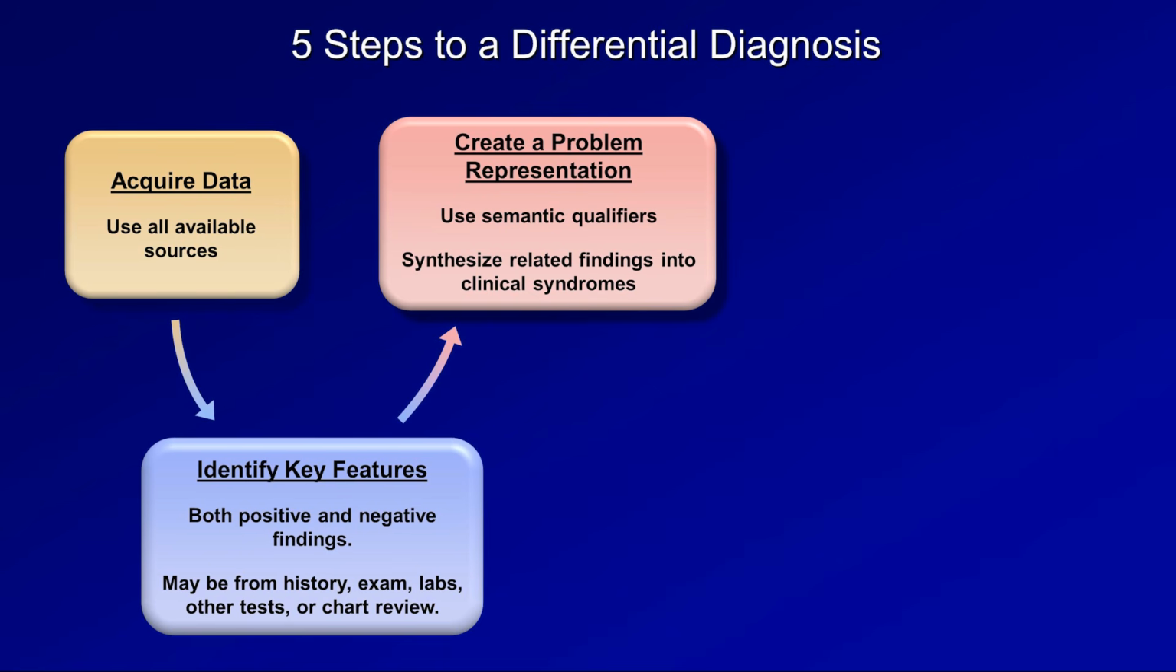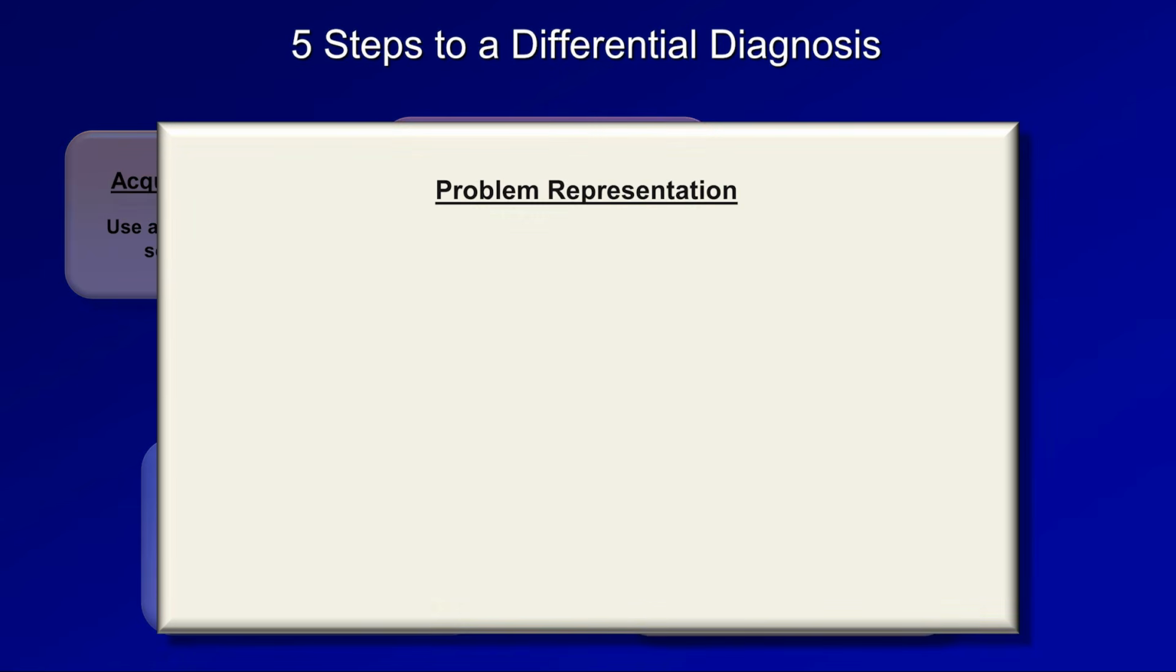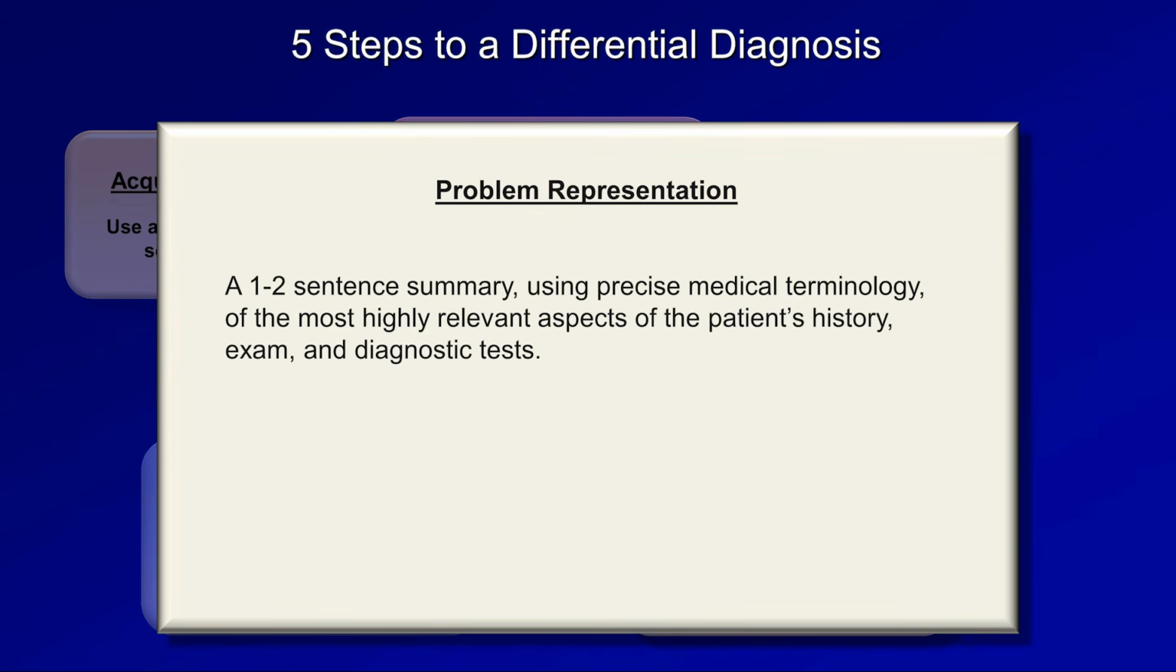Some of these terms may be unfamiliar to you, so let me explain. What do I mean by the term problem representation? This is a 1 to 2 sentence summary using precise medical terminology of the most highly relevant aspects of the patient's history, exam, and diagnostic tests. Sometimes problem representation is used synonymously with the terms summary statement as well as impression, the latter term commonly used in written notes in the United States.